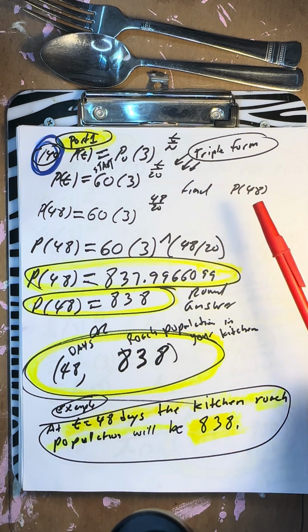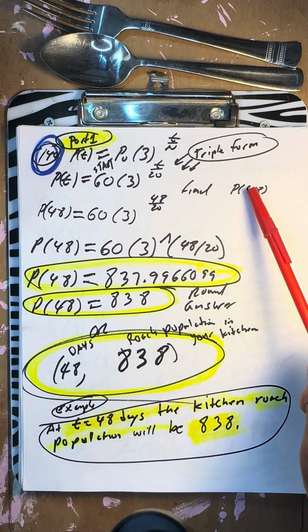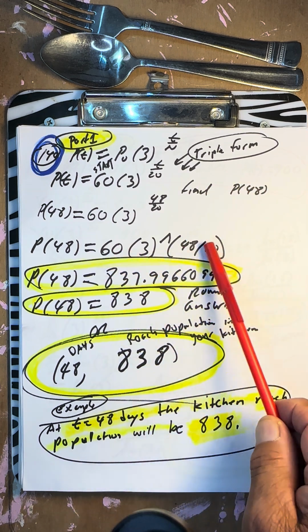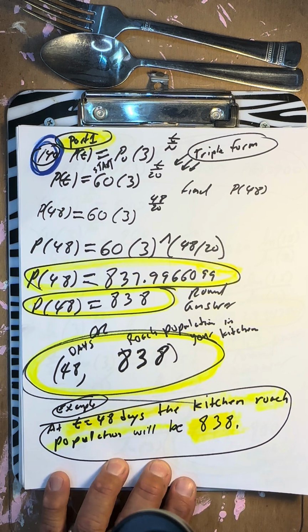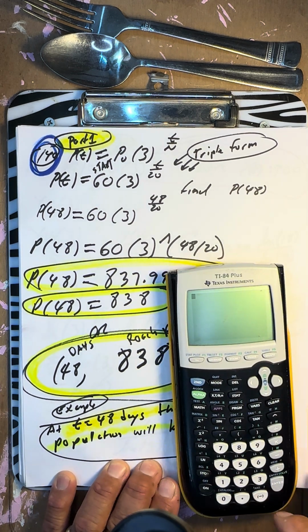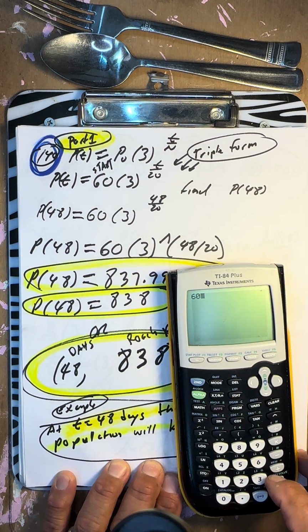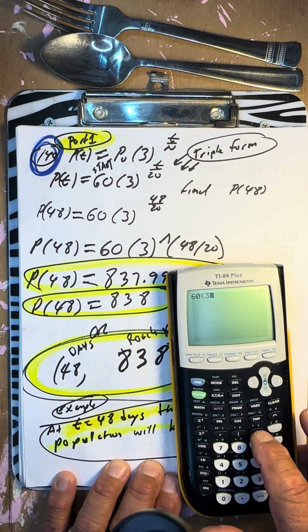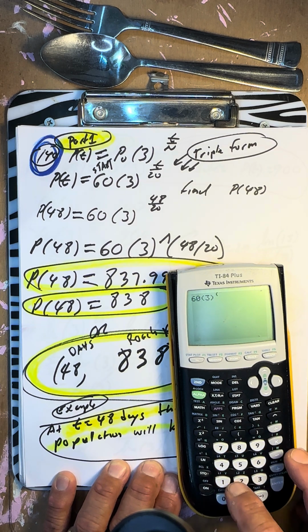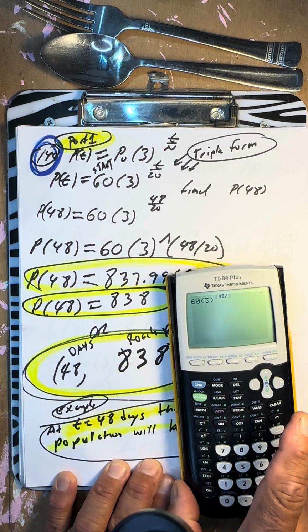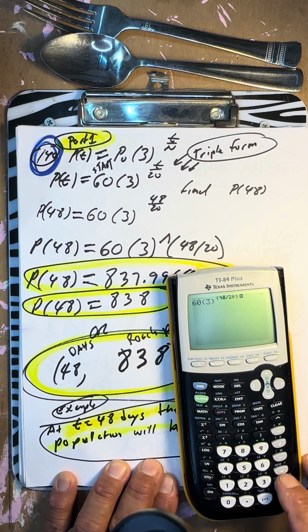Triple formula. So let's see. If you put P of 48 over 20, can I do this all on the calculator? Sure. Let's do it on the calculator. 60, parentheses 3 to the power of 48 divided by 20. Enter.